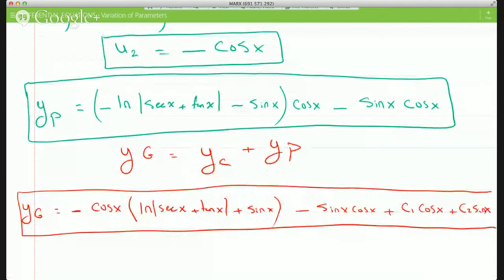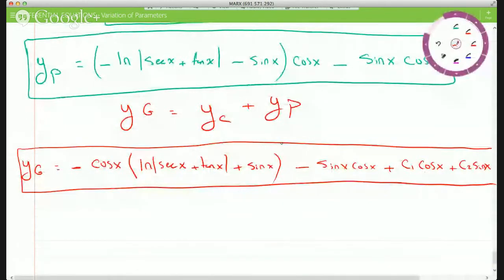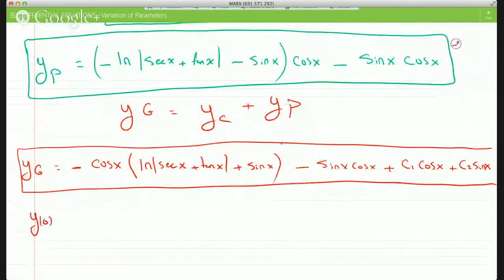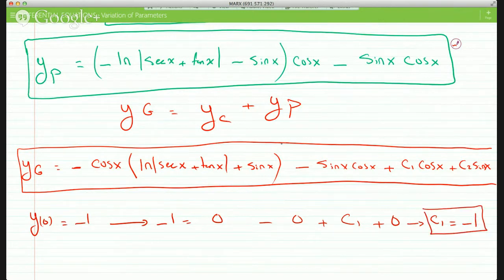So now we are told that y of 0 is minus 1. So plug this in. So we get minus 1 equals cosine 0 is 1, this is 1 plus 0, ln 1 is 0. I'm going to do this quick because this is just algebra. So this first term entirely goes to 0. The second term, sine 0 is 0. The third term, cosine 0 is 1, so we get c1, and the last term is 0. So that automatically gives us c1 to be minus 1, because there's a minus 1 on the left-hand side.